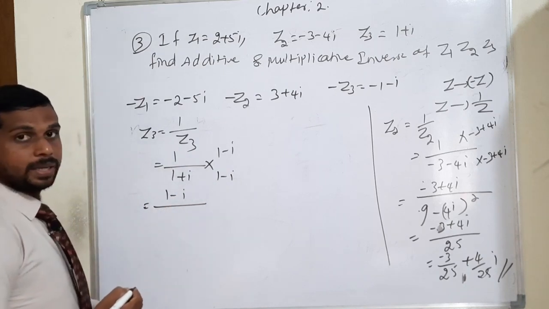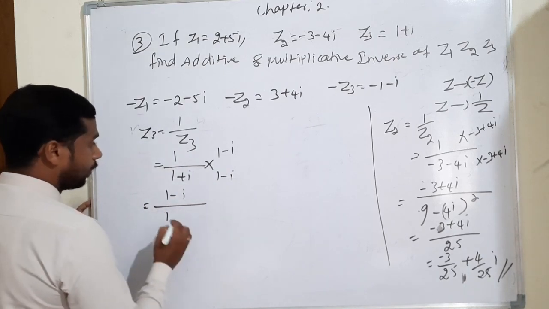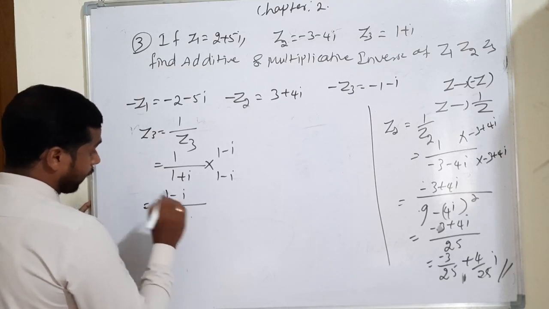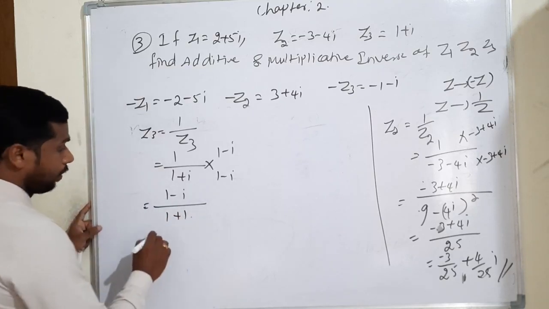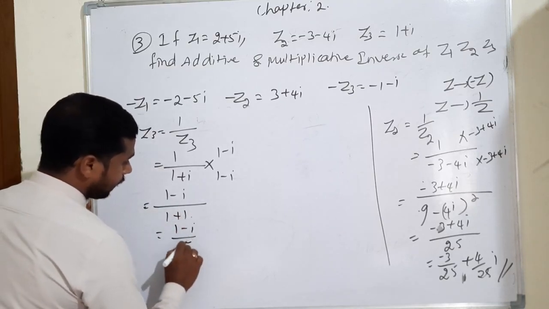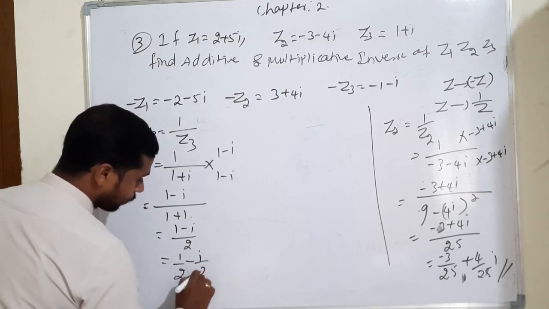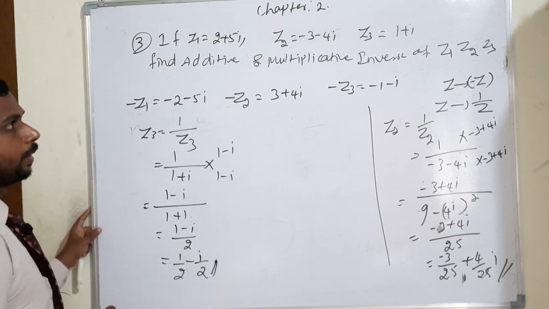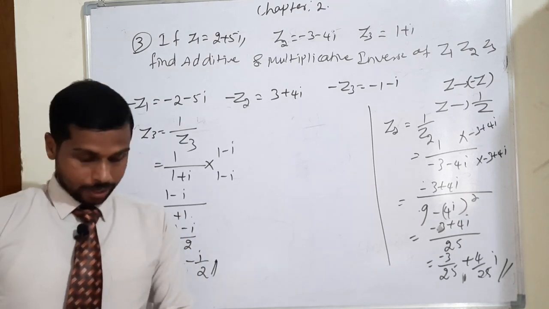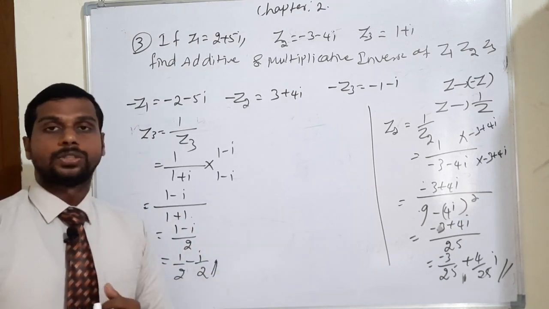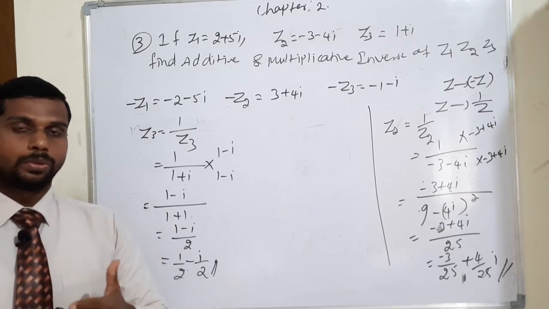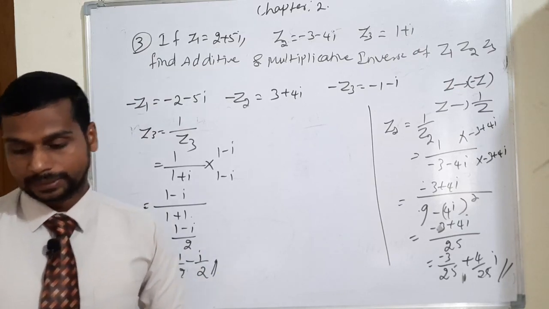Again a plus b into a minus b, a square minus b square. So (1 minus i) square means minus 1, therefore we can write 1 plus 1. Therefore 1 minus i divided by 2, so the answer is 1 by 2 minus i by 2. This is the third multiplicative inverse. Okay, so I hope you understand exercise 2.3. I told you question number 2 is homework. I will continue with the next example.